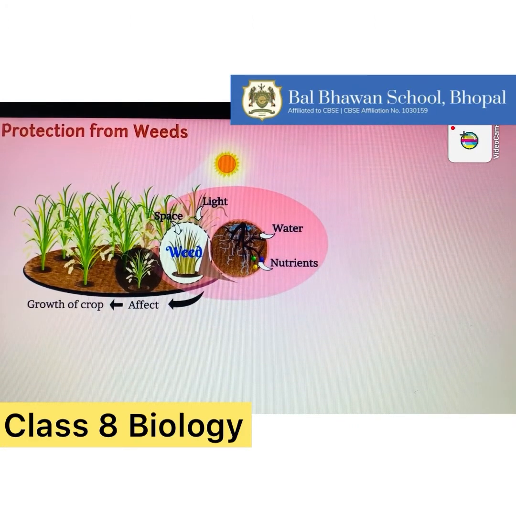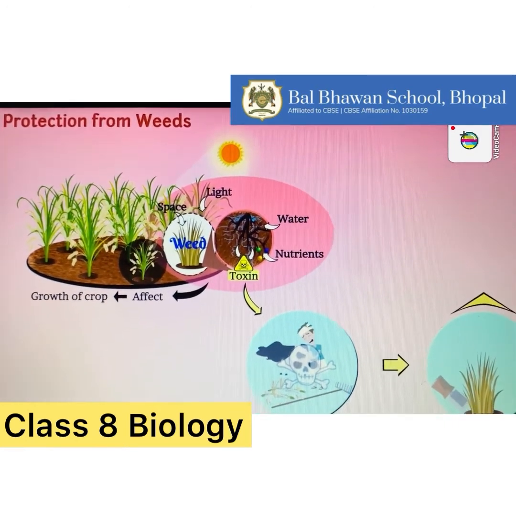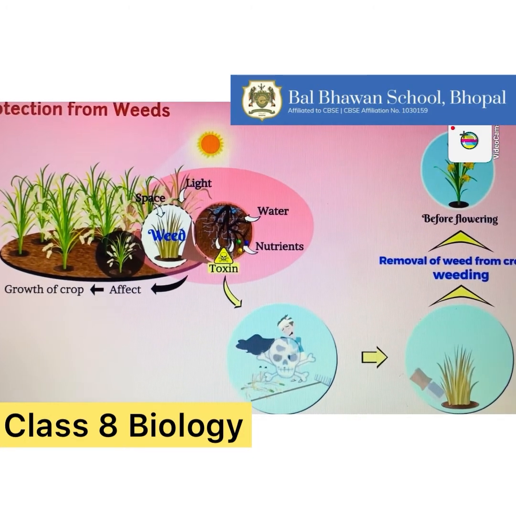In addition to this, some weeds also release toxins. They are poisonous substances which damage the crop plants and are hazardous to animals and human beings both. Therefore, weeds must be removed from the crop plants. The removal of weeds from crop plants is called weeding. Weeding must be done before flowering of the crop plants.